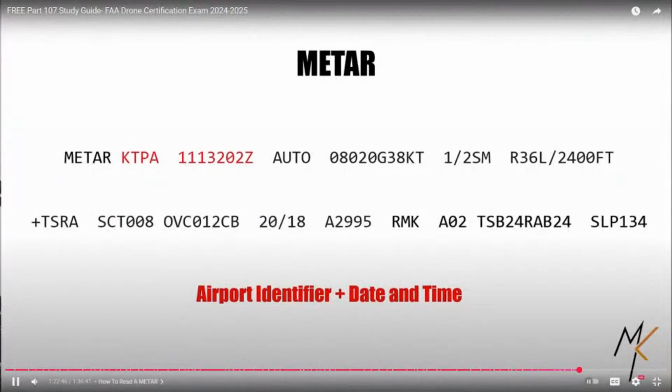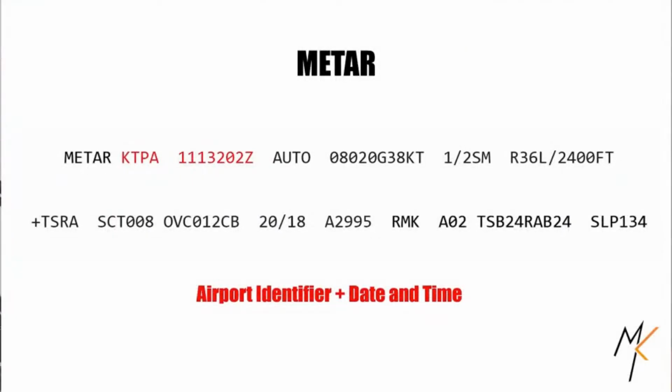The second piece of information is the station designator. The airport we're getting our information from for this example comes from Tampa International.